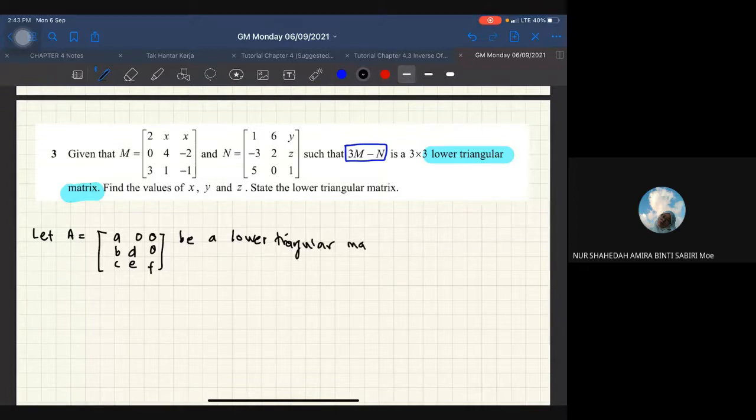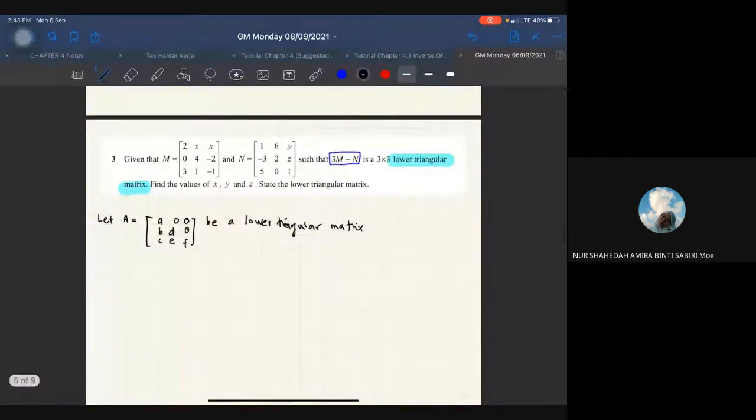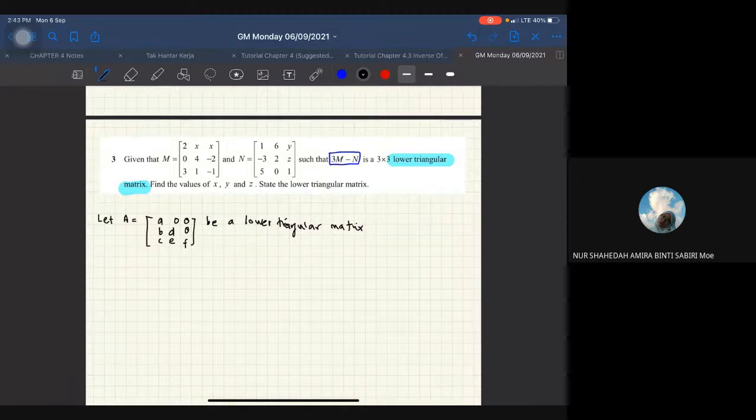Triangular matrix. Okay, so soalan apa sebenarnya? Soalan cakap find the values of x, y and z, and finally disuruh nyatakan balik what is the lower triangular matrix. Okay, so soalan ni dia sama juga dengan soalan nombor 2 tadi.